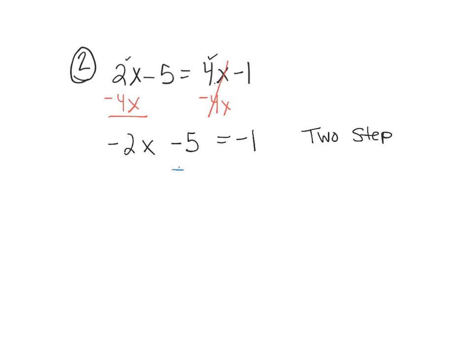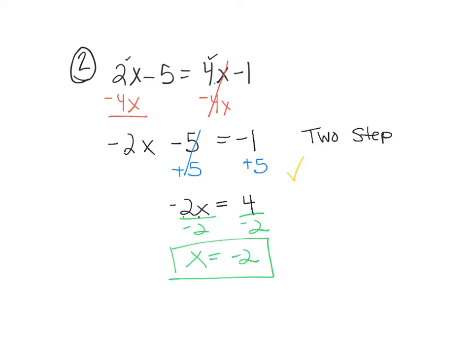And now I'm just two operations away from getting my answer. So I see this minus 5. The inverse operation is to add 5. I'm going to have negative 2x. And then negative 1 plus 5 will give me a 4. And then I see that this negative 2 is connected to this x through multiplication. And therefore, I'm going to divide both sides by negative 2. And that'll give me that x is equal to negative 2.